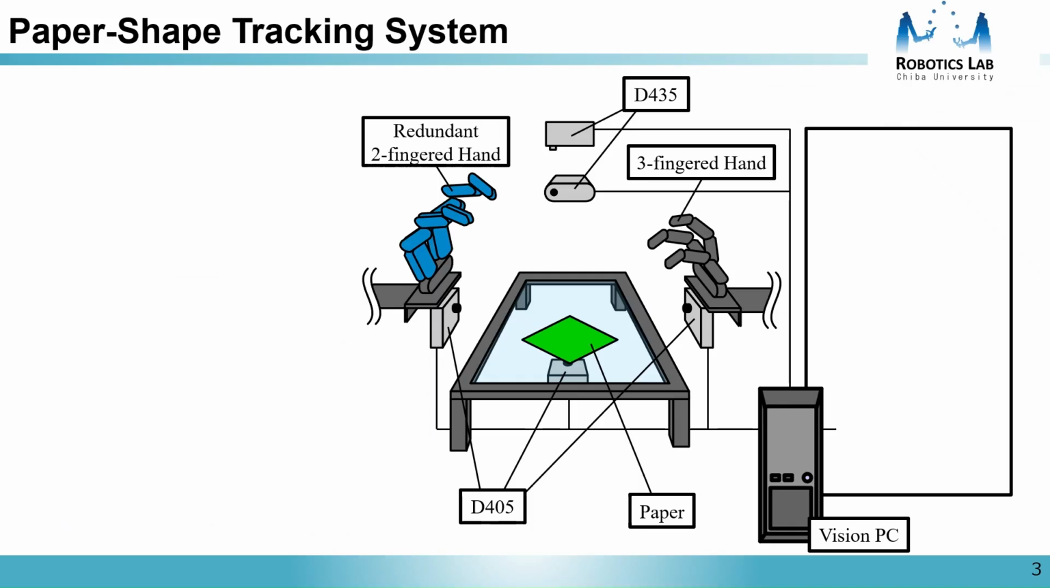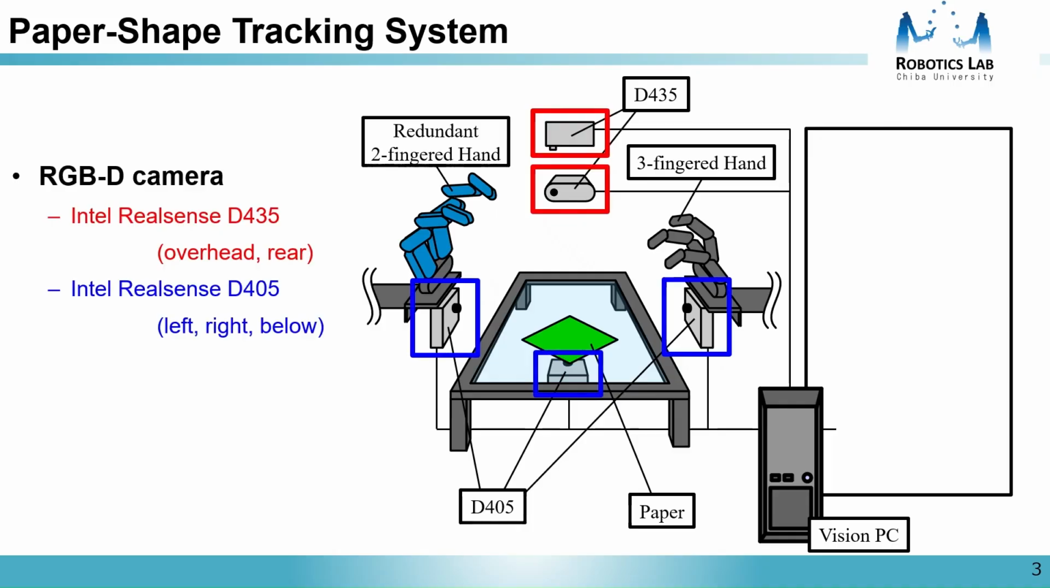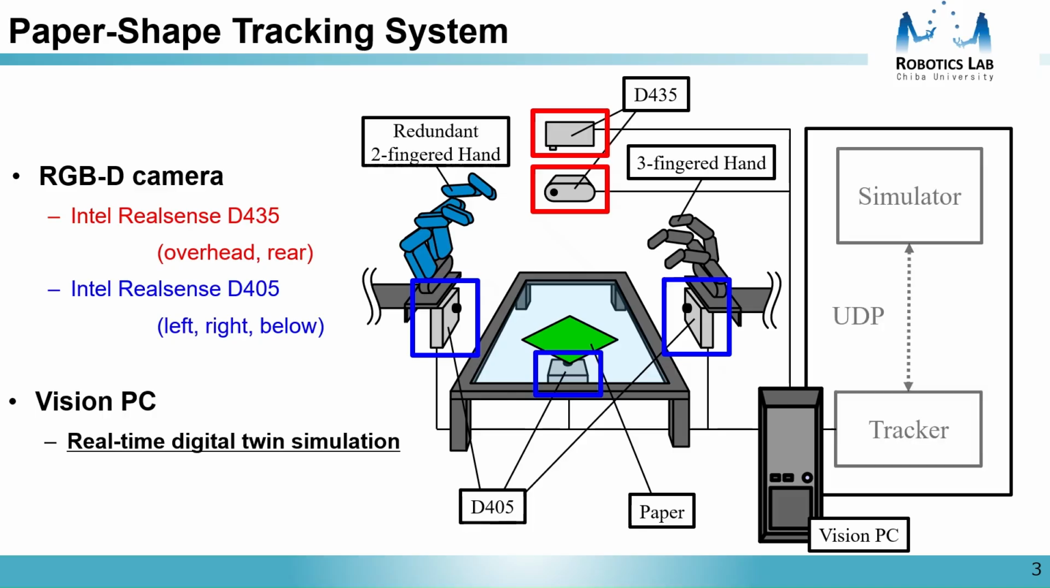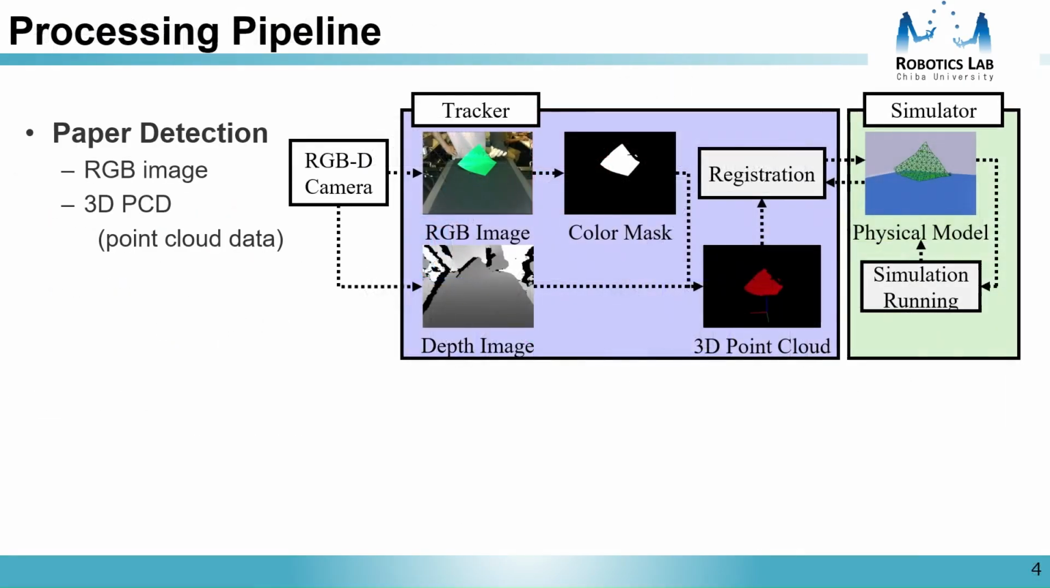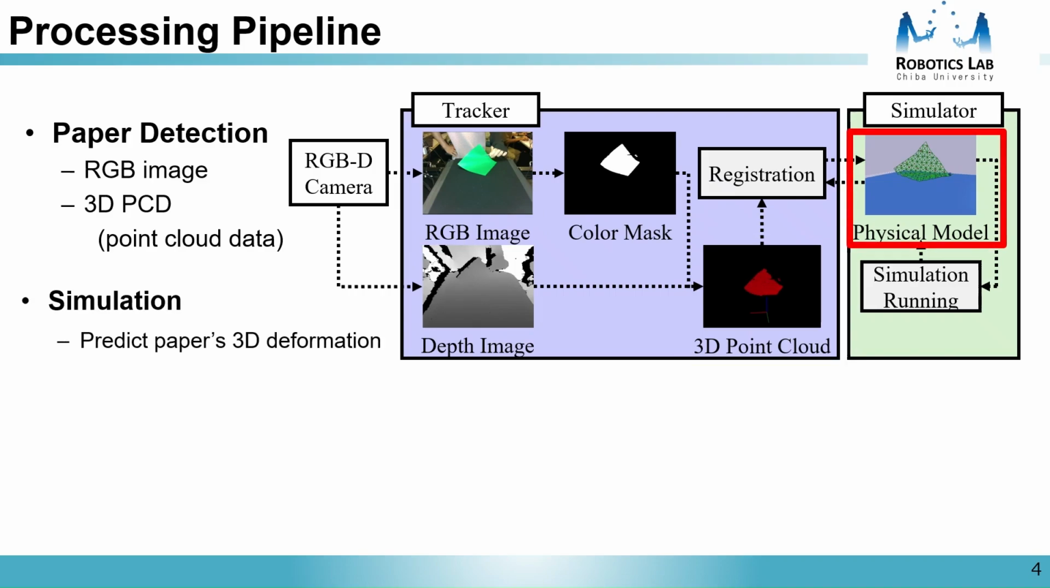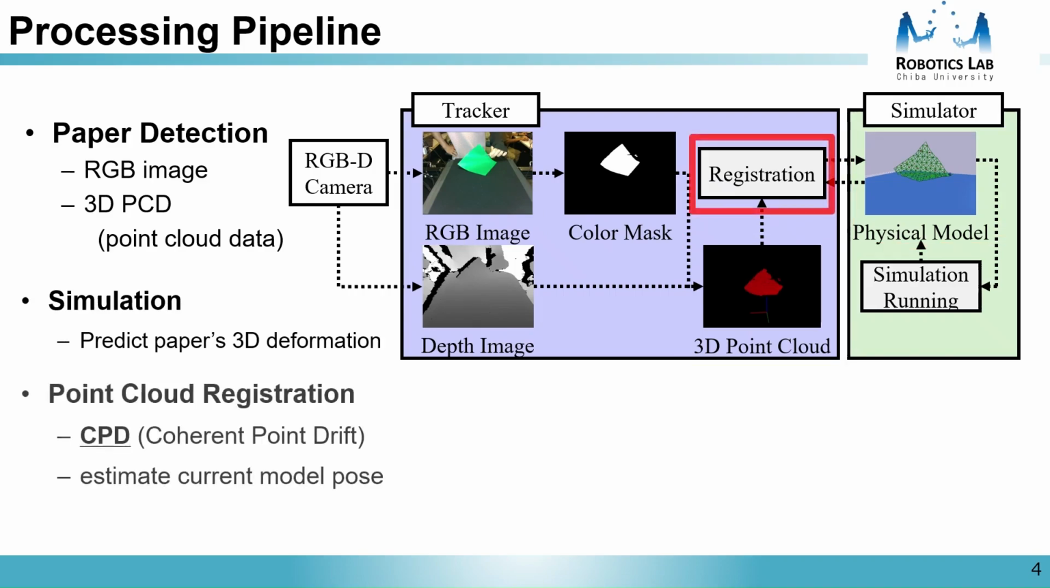Here's an overview of our paper shape tracking system. We mount Intel RealSense RGB-D cameras at 5 viewpoints, and the Vision PC runs a real-time digital twin simulation with two processes called tracker and simulator. We extract the paper region from the RGB image and obtain its shape as a point cloud. In parallel, a physics simulator predicts the paper's 3D deformation. We register the measured and simulated point clouds using coherent point drift.